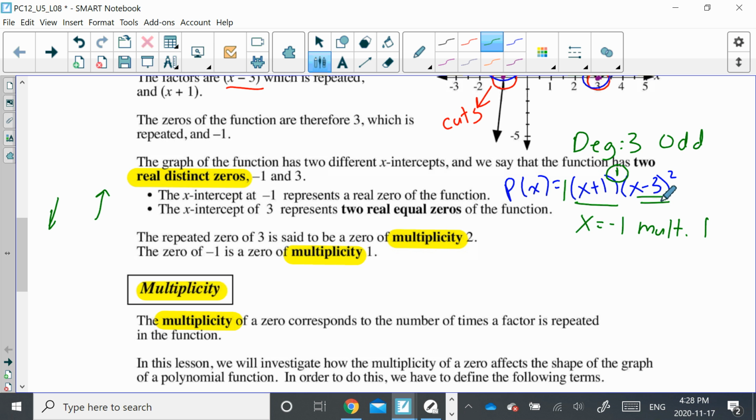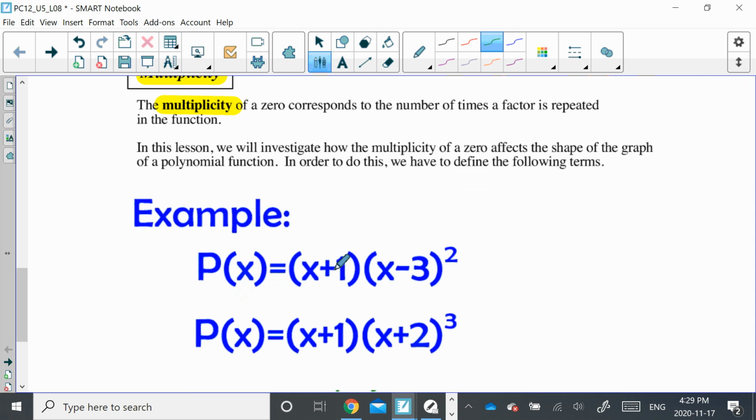This 0 here is a 0 of 3, so x is equal to 3, that's the x-intercept. It has a 0 of 3, and the multiplicity of this 0 is 2. Okay, I'm going to give you some other examples so you can see if you understand this concept of multiplicity. You've got some space right here. I want you to write just these 2 examples. Take a minute, write that, and then we'll talk about what the zeros and the multiplicities are.